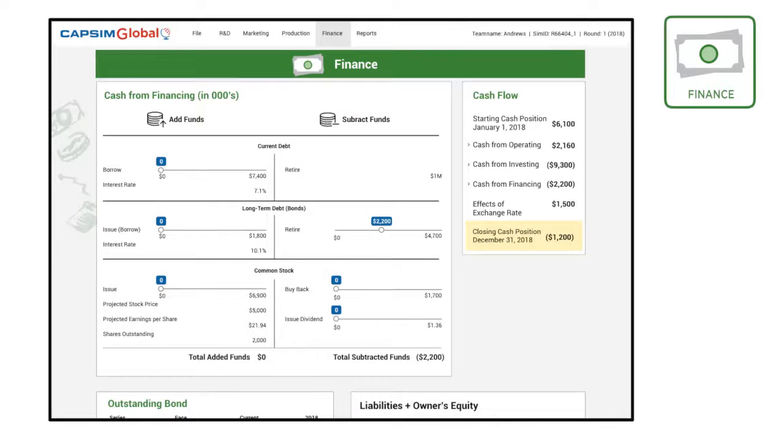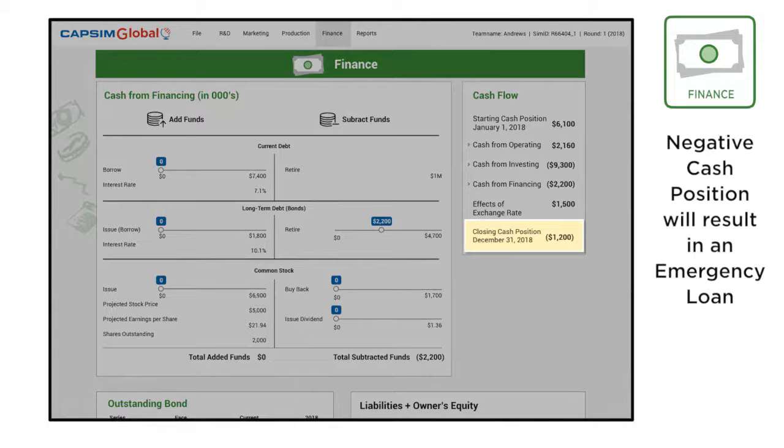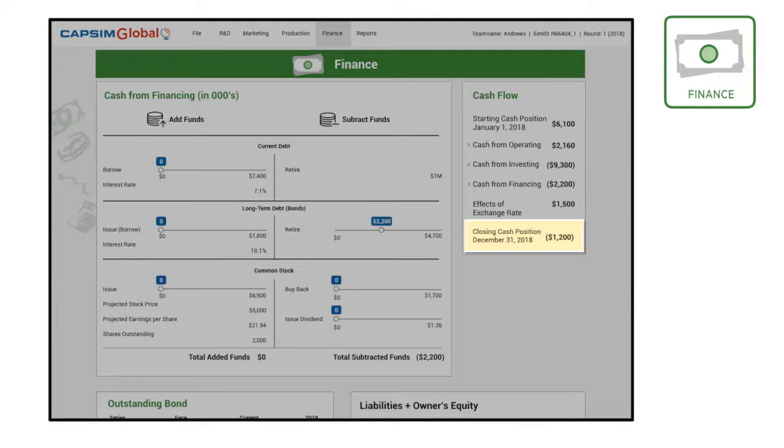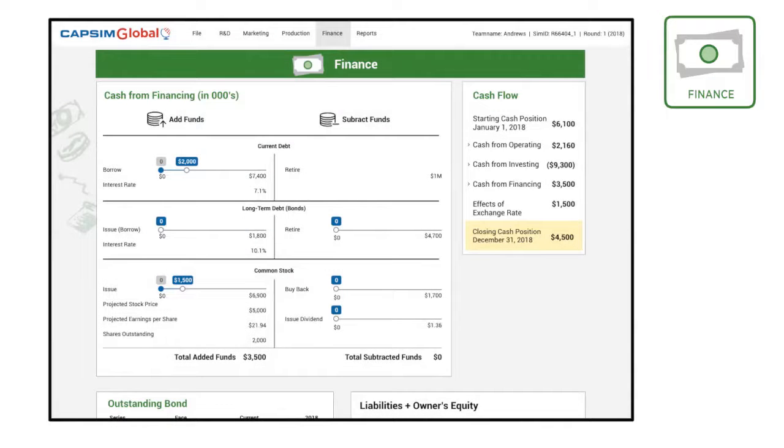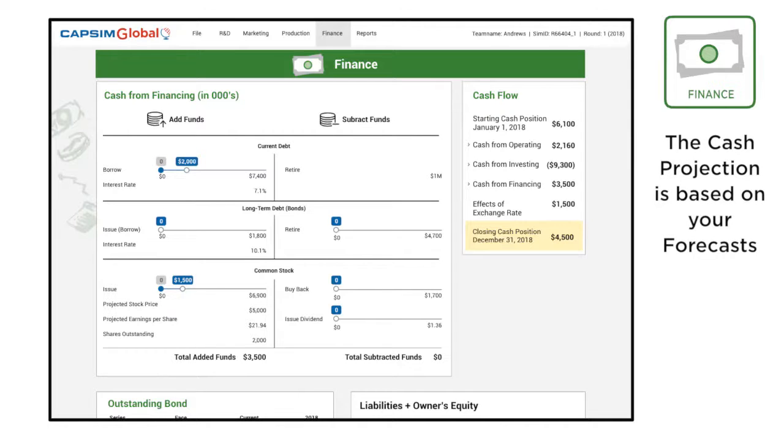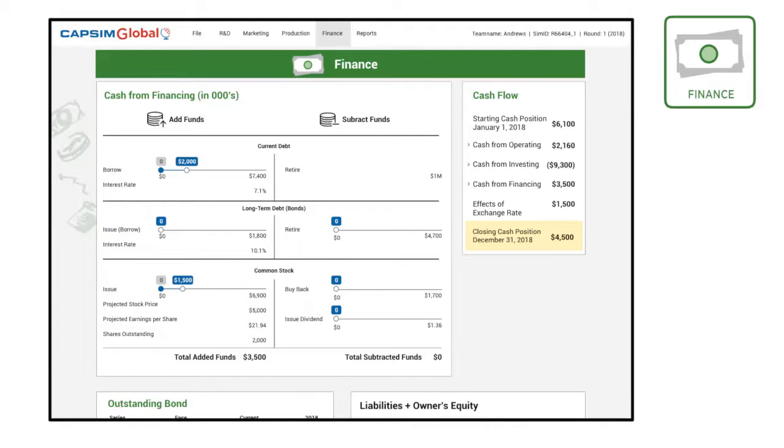Remember, it's important to make sure you don't run out of money in the present. If your company ends the year with a negative cash position, you'll receive a pricey emergency loan. Keep an eye on your December 31st cash position projection here. If it is negative or close to zero, it's a good idea to borrow money and avoid an emergency loan. One thing to remember: the December 31st cash projection assumes that the sales forecast you made in marketing is accurate. If you sell less than you forecasted, your cash position will be lower as well.